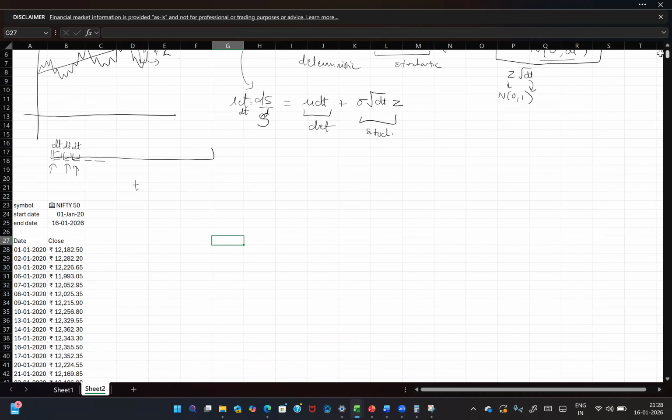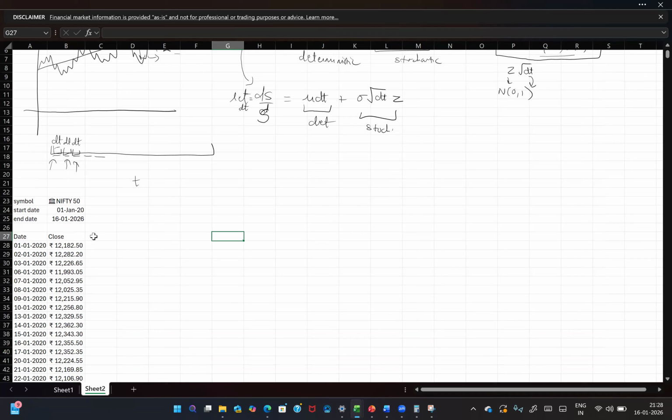Yeah, so this is what we have. The next thing is we would like to find the returns. This mu and sigma are in percentage terms. So returns are needed. This is ascending order of data. So returns will be current divided by previous minus 1.